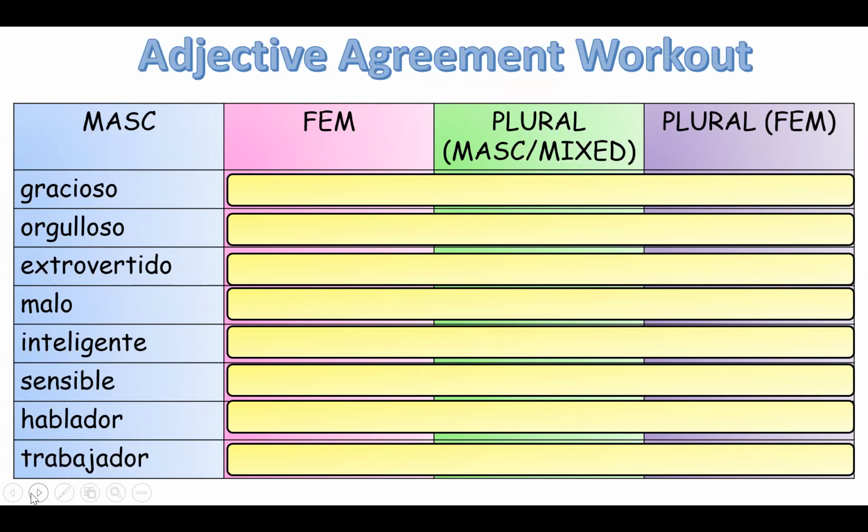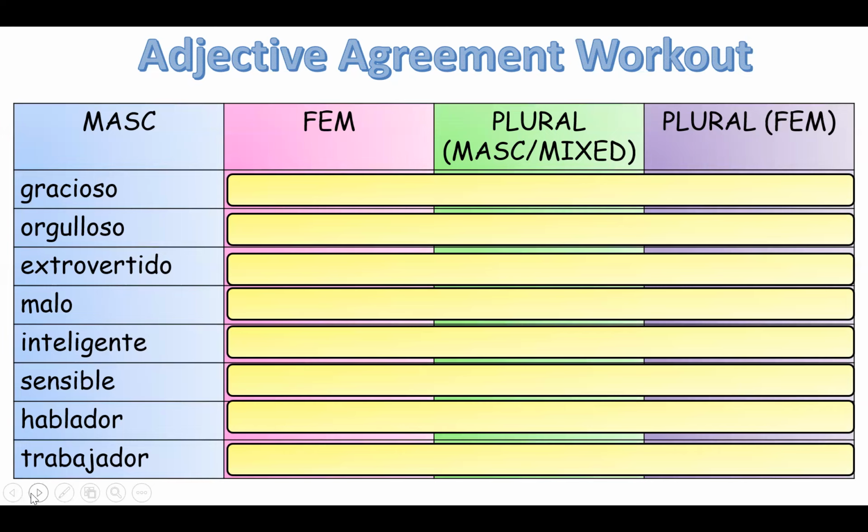to make them plural. For this adjective agreement workout, I would like you to provide for me the feminine and both versions of the plural for the adjectives given in the masculine column. The adjectives are gracioso, orgulloso, extrovertido, malo, inteligente, sensible, hablador, and trabajador. If you need to, refer back to your notes from the previous session where we looked at adjective agreements in lots of detail. Hit pause here as you work your way through this activity.